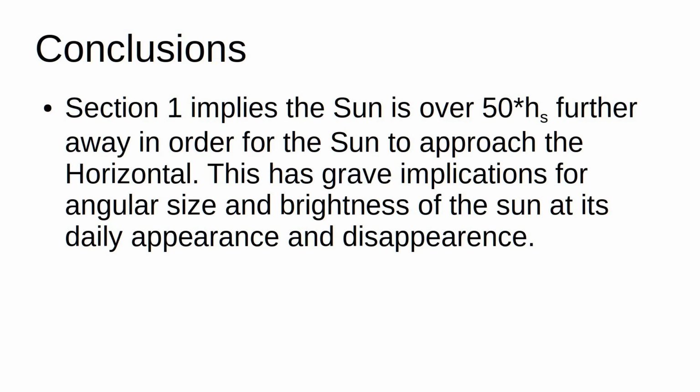So, what can we conclude from these numerical investigations? Section 1 implies that the Sun has to be a large multiple of the distance hs to get within 1 degree of the horizontal eye level. If we add to this the results from sections 2 and 3, we find that at such a distance the angular size of the Sun would have dwindled to a point, but also it would have long ceased being visible to an observer due to a massive reduction in brightness.